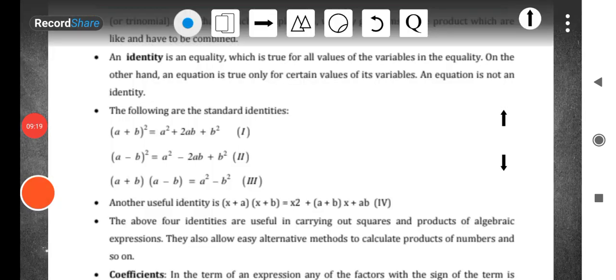Now an identity. What is an identity now? An identity is an equality. Equality means what?